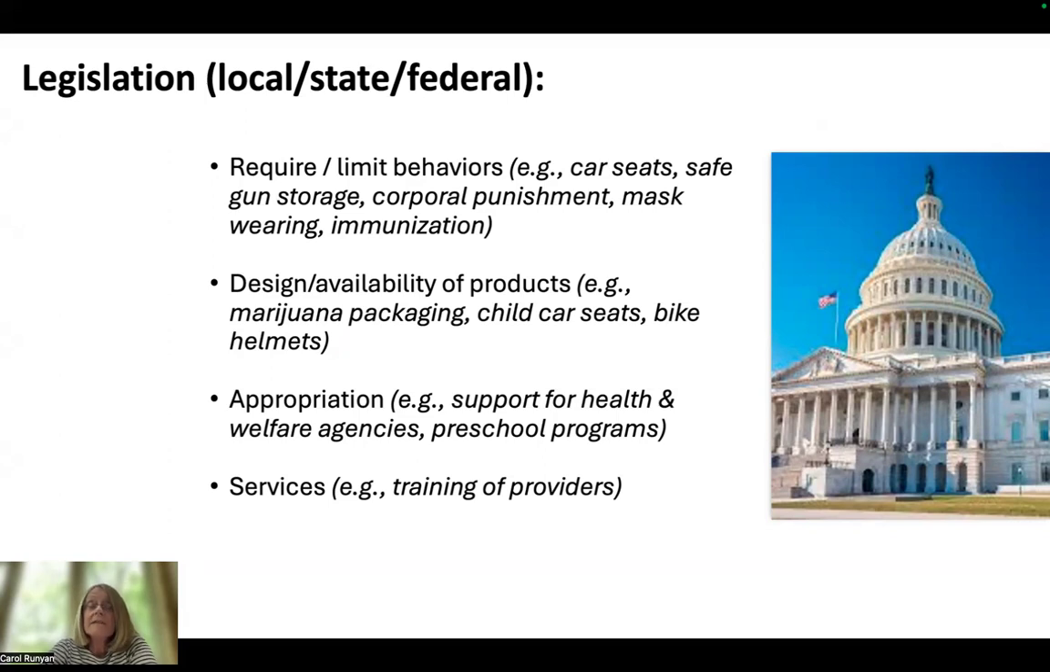And also, obviously, we legislate appropriations to support health and welfare agencies that have an effect on whether injury and violence is going to happen, including preschool programs and many other types of appropriations for health research and for health department initiatives. And then we also legislate that there be certain types of training for providers of different services. What type of training do you need to be a physician, to be a nurse, to provide mental health services, and so on?